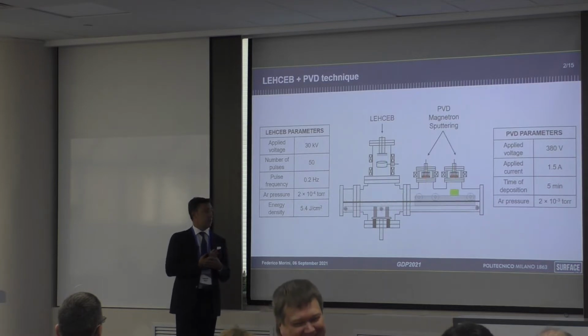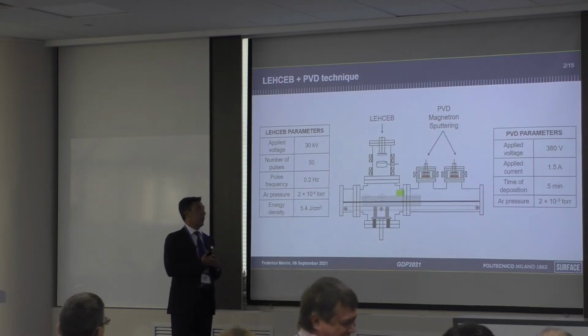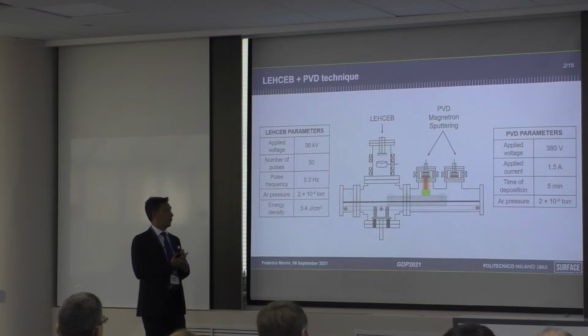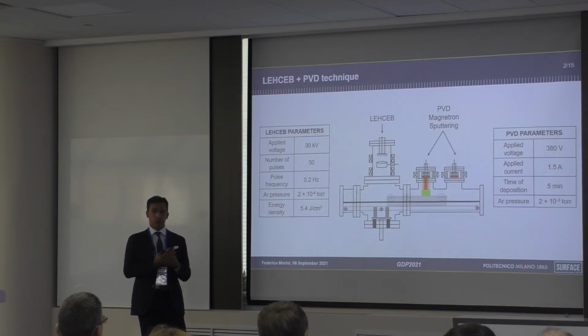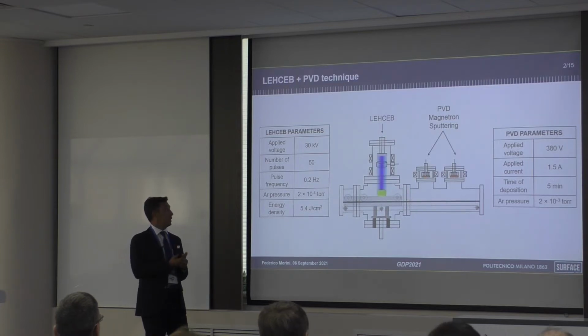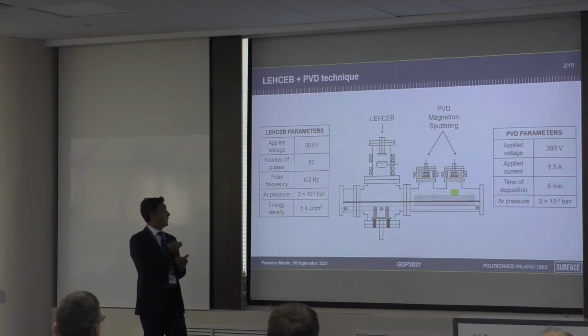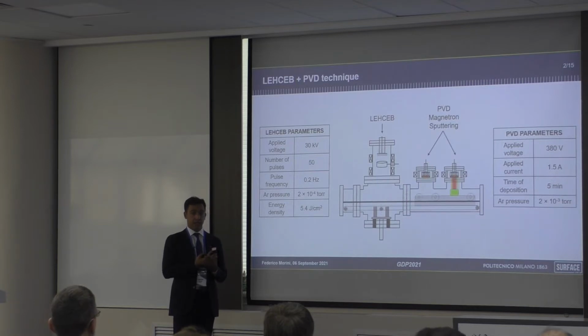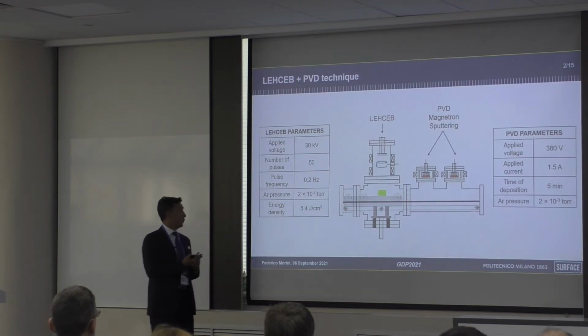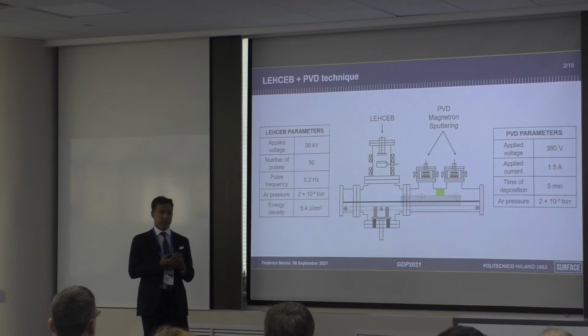After that, the samples go under the electron beam, and we also in this case choose certain parameters in order to alloy the two metals, and we choose 30 kilovolts for 50 pulses in order to provide the melting of the tungsten that has a high melting point, with a frequency of 0.2 Hz.